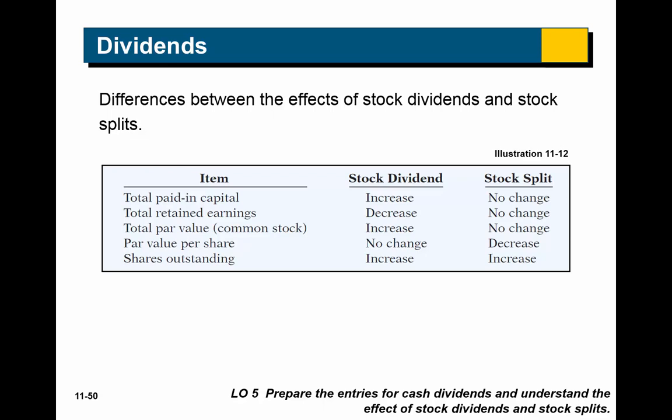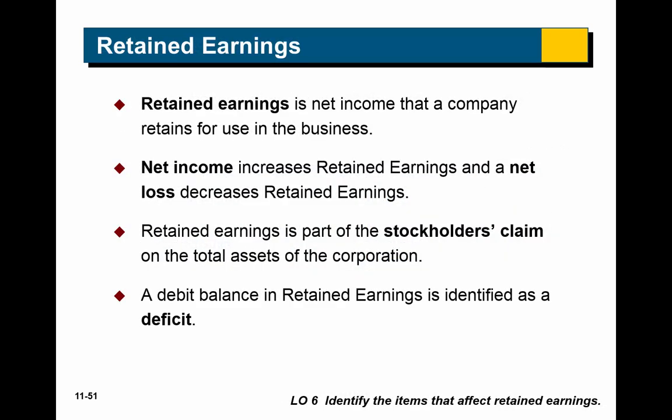So hopefully that clarifies some things. Of course, you may have to read through the book as well. Remember we learned about retained earnings. That's the net income that the company retains for its use. When we make a profit or a net income, that will increase our retained earnings. When we have a loss, that will decrease it.